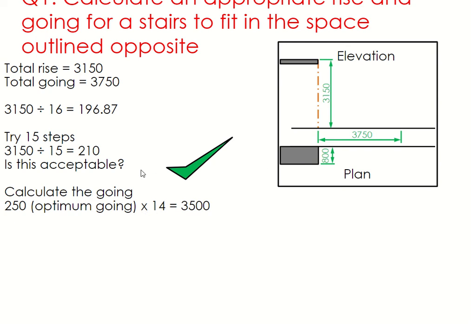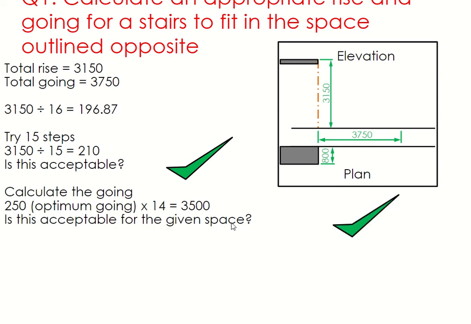So to calculate the going, the optimum going, remember, was 250. It's on the screen there. So 250, we're going to multiply that by 14. That gives you 3,500. I'm just doing it here. If you have a calculator, you can do it. Is this acceptable? It is, because it meets the regulations.